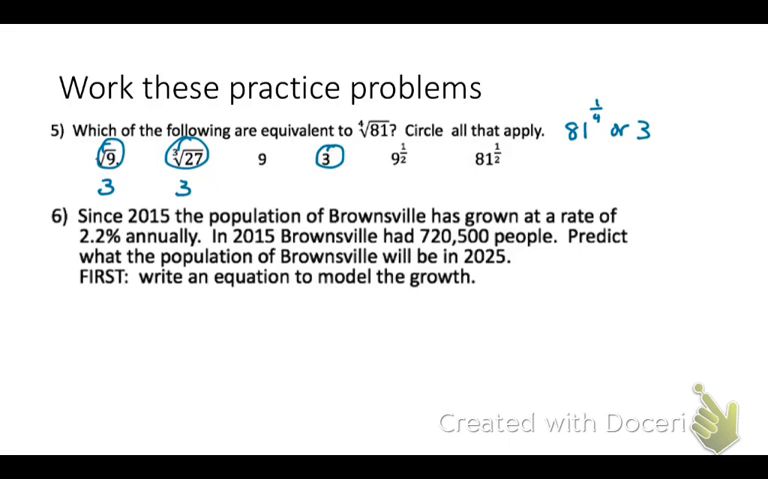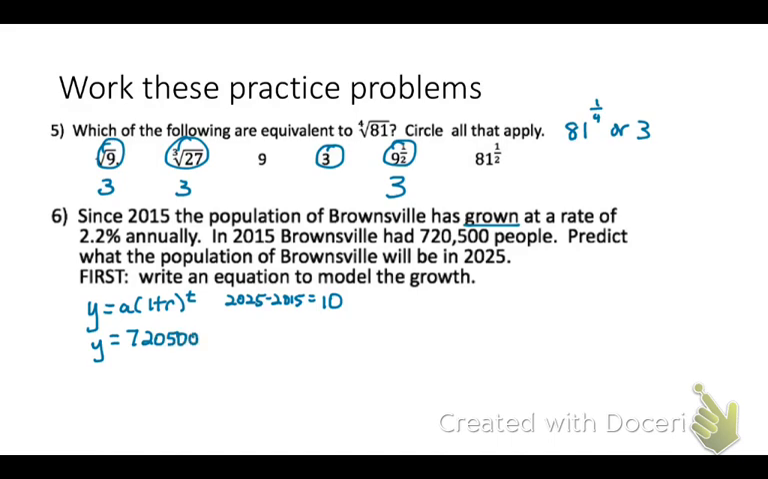So 9 is not equivalent to 3, but 9 to the 1/2 power is the square root of 9, which is 3. And then finally, 81 to the 1/2 power, which is the square root of 81, is not equivalent to 3. Now let's look at number 6.